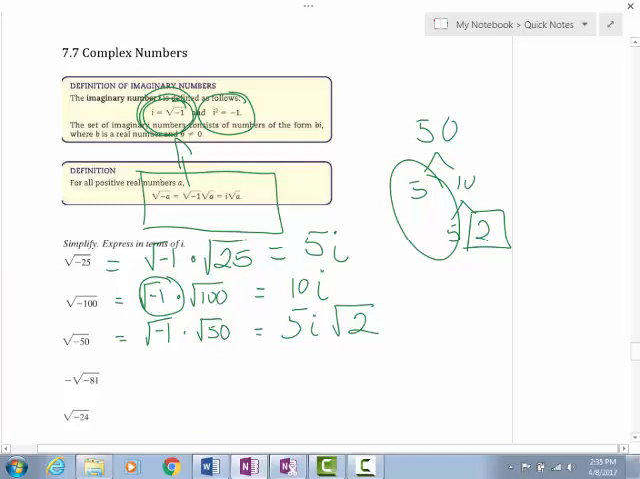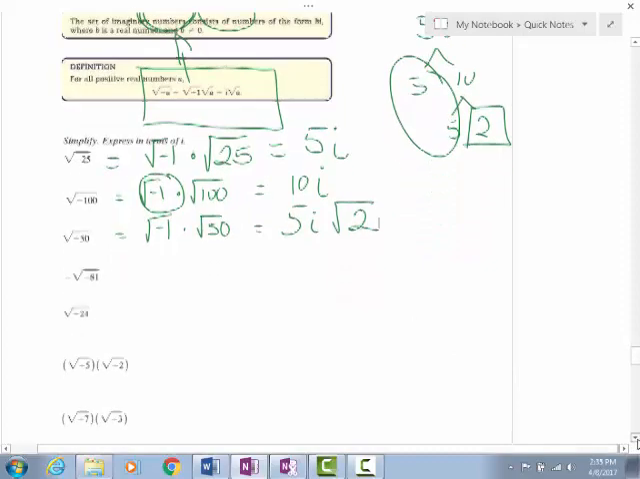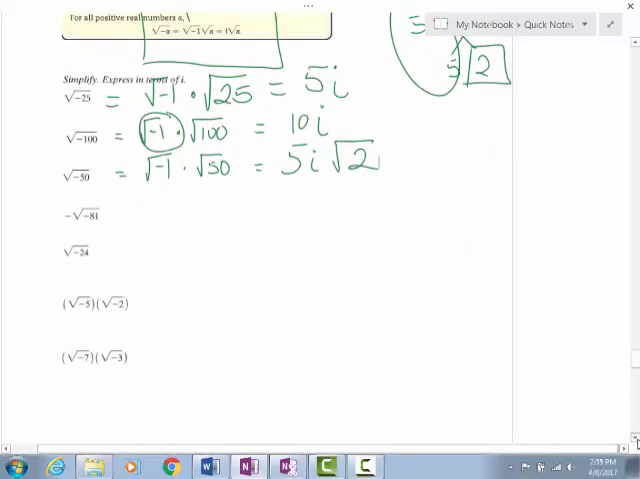I'm going to scroll down a little bit so we can try the next ones here. Let's try this one, the negative square root of 81. The first thing I notice is I have this negative on the outside, so I already know that at the very end my answer is going to be negative. Since there's a negative on the inside of the square root of negative 81, the first thing I know I'm going to be able to write is my i. And the square root of 81 is 9, so my answer would just be negative 9i.